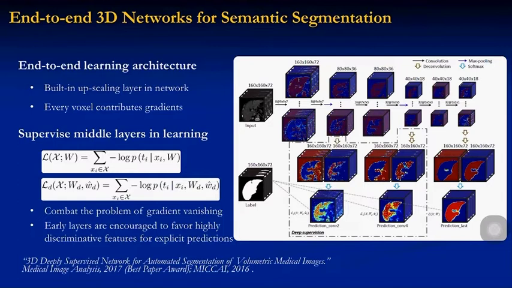To solve this problem, we propose to also connect the early layers to upsampling layers and also use them to make predictions. In this way, during the backpropagation process, the gradient can not only flow back from the very end of the model, it can also arrive at these early layers by these shortcut connections, so that the entire model is more tightly supervised, and we call this method the 3D deep supervision mechanism.